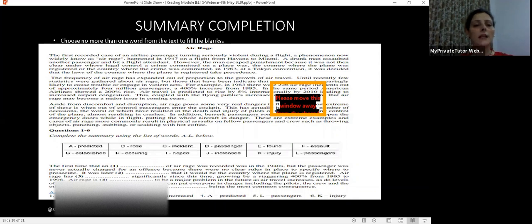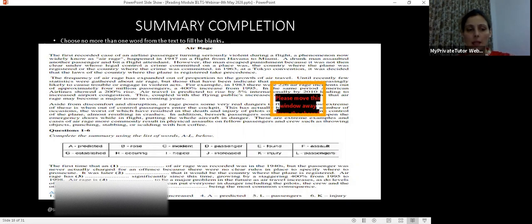The first recorded case of an airline passenger turning seriously violent during a flight, a phenomenon now widely known as air rage, happened in 1947 on a flight from Havana to Miami. Okay, this is quite similar. The information we were looking for, yes, that's over there. But what is the most suitable word?